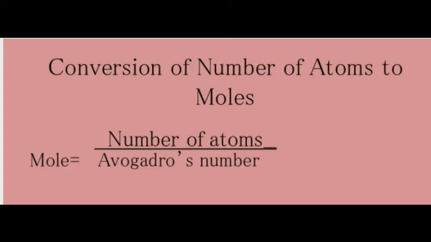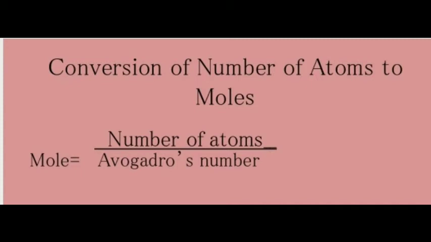What is Avogadro's number? Just now I have told you it is equal to 6.022 into 10 power 23. Whenever in a question the number of atoms is given and we have to calculate moles, just listen properly, we simply use the formula: number of moles equals number of atoms divided by Avogadro's number, and Avogadro's number is 6.022 into 10 power 23.